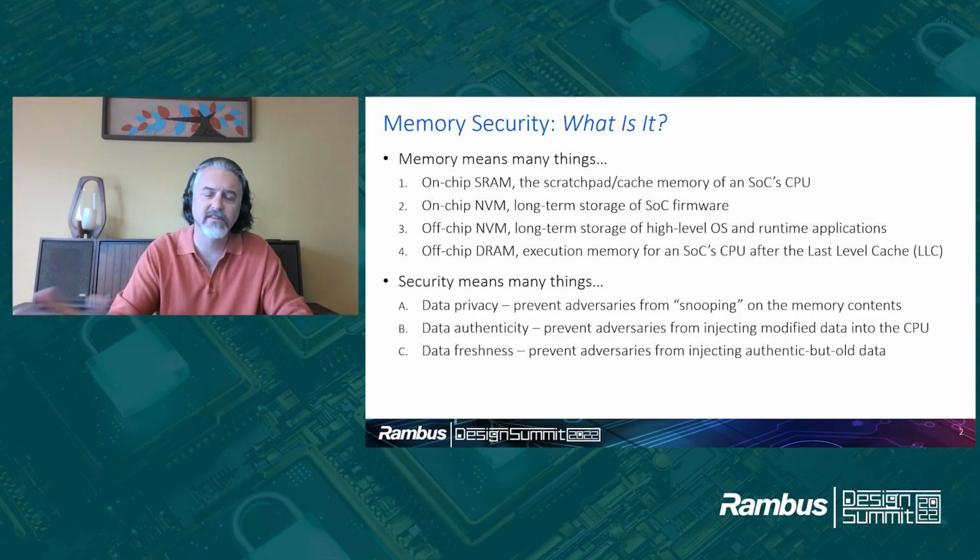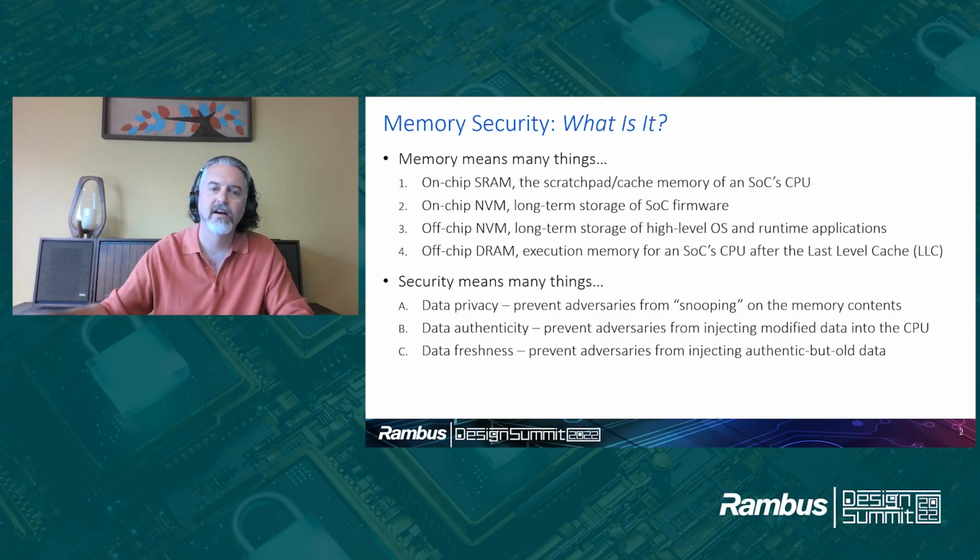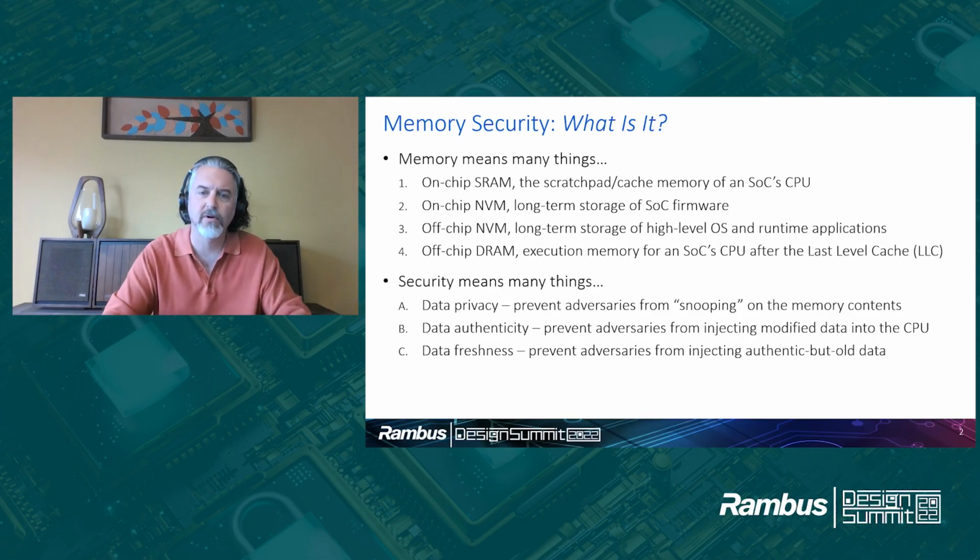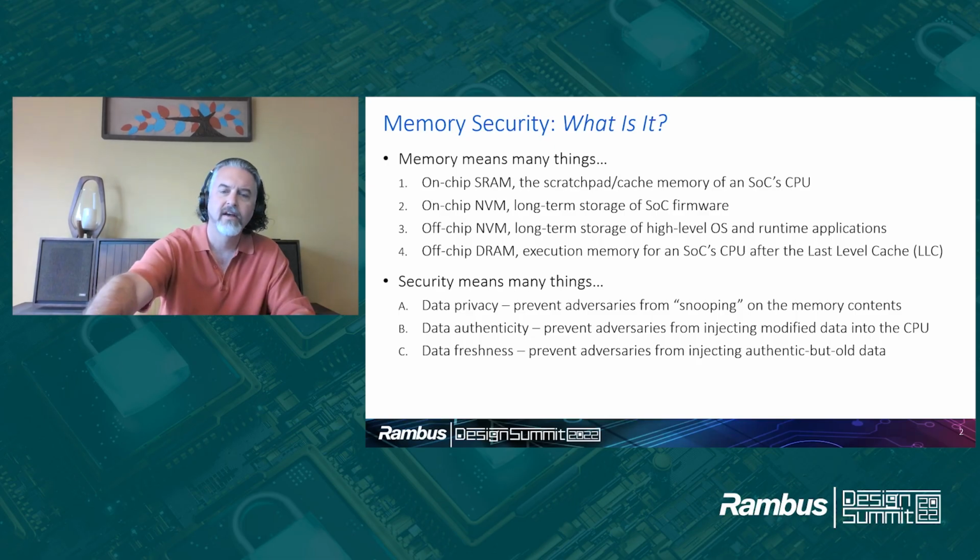And this can cause problems in different ways than completely malformed data, but it does allow for some interesting injection attacks. You can trick a chip, you can trick a system into thinking it's in a different execution state, perhaps a debug state, and not a more secure mission execution state. So data freshness is the third pillar of data security.